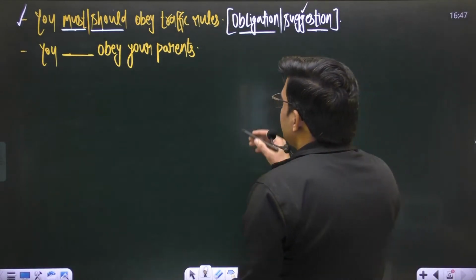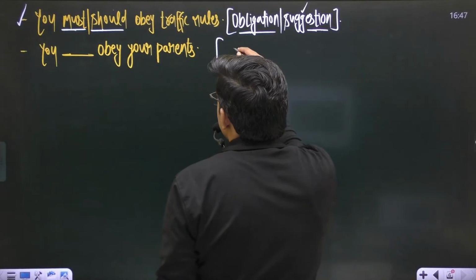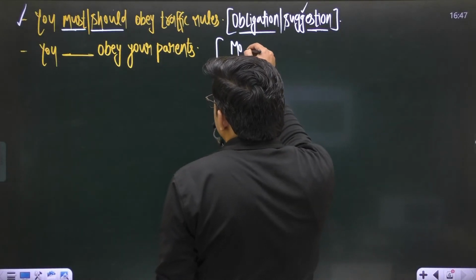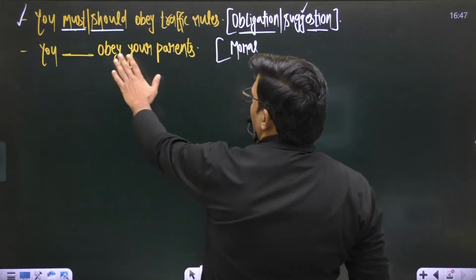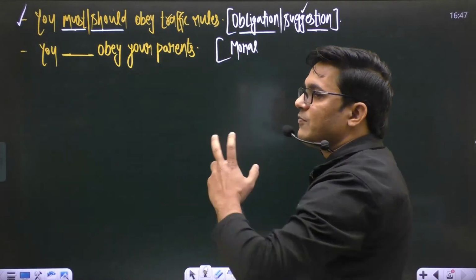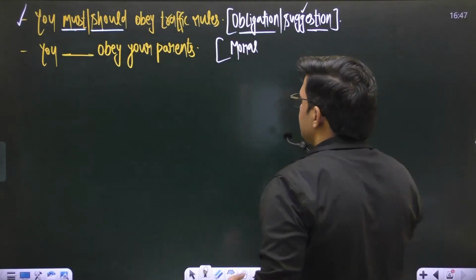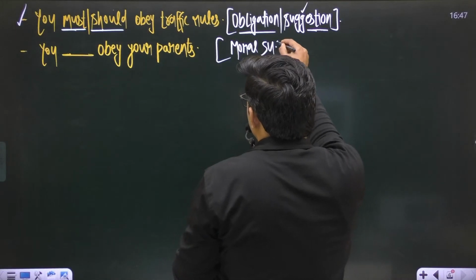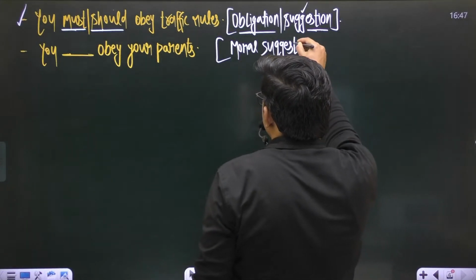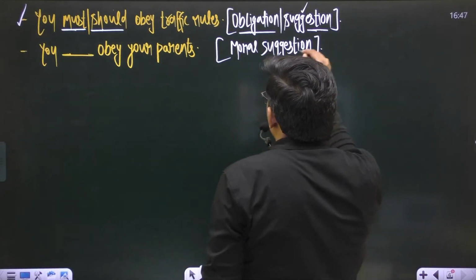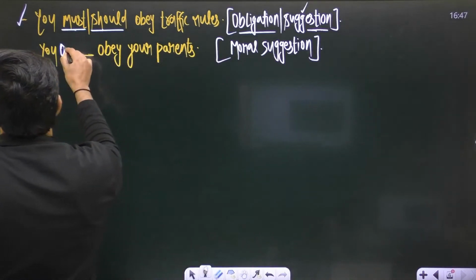In the second sentence, this is pure, you can say, moral suggestion. To obey your parents or to serve the country, these are something like moral suggestion. So in the last sentence, the modal auxiliary verb "ought to" will be the right answer.